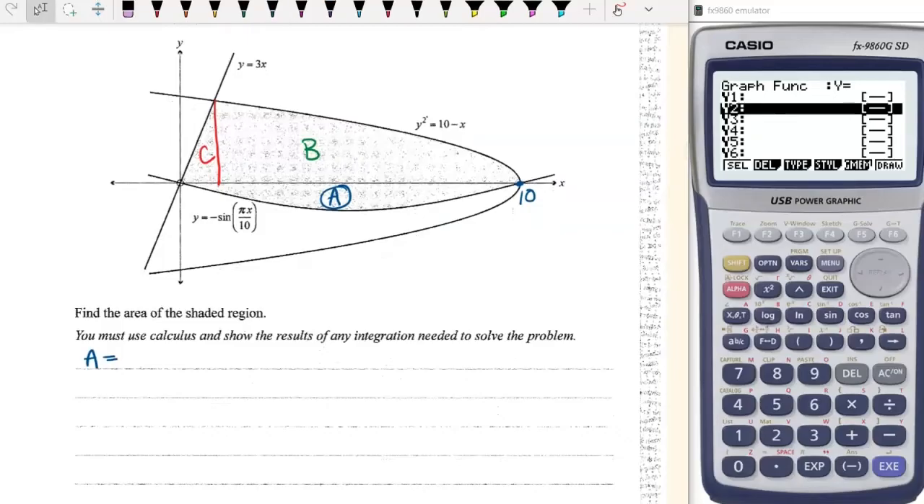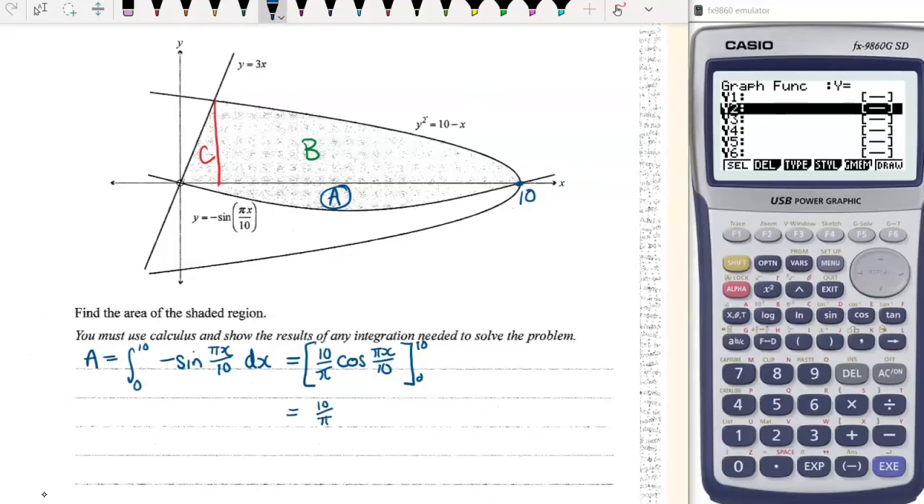So for area A, we're going to integrate between 0 and 10 of the minus sine of pi x over 10 curve. If we integrate sine, we get negative cos. So if we integrate negative sine, we get positive cos of pi x by 10. And we need to divide by the derivative of what's in there so that we are doing the reverse chain rule. So that will be to times that by 10 over pi, between 0 and 10.